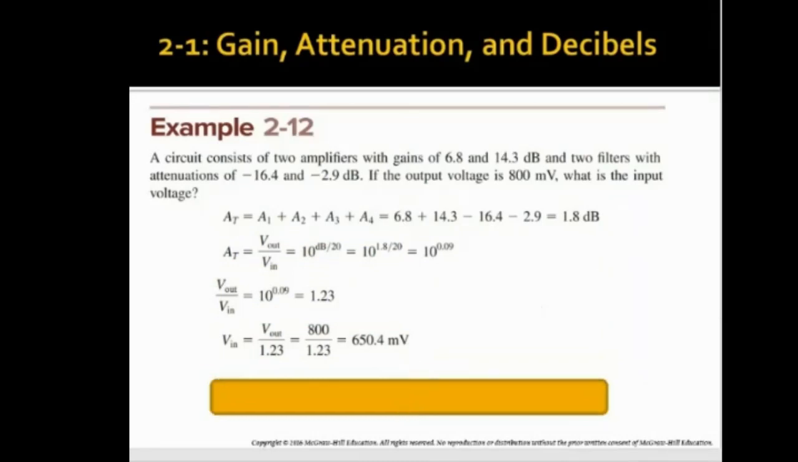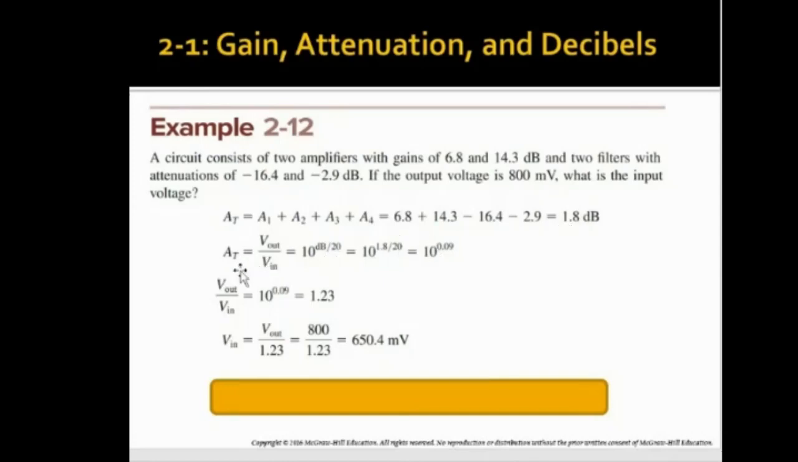Okay, so first we combine all the gain and attenuation of the system because they are in decibels. They sum together, A1 plus A2 plus A3 plus A4. Attenuations we put negative, gains we put positive: 6.8 positive plus 14.3 minus 16.4 minus 2.9, we have 1.8 dB gain. It is positive, so it's gain.